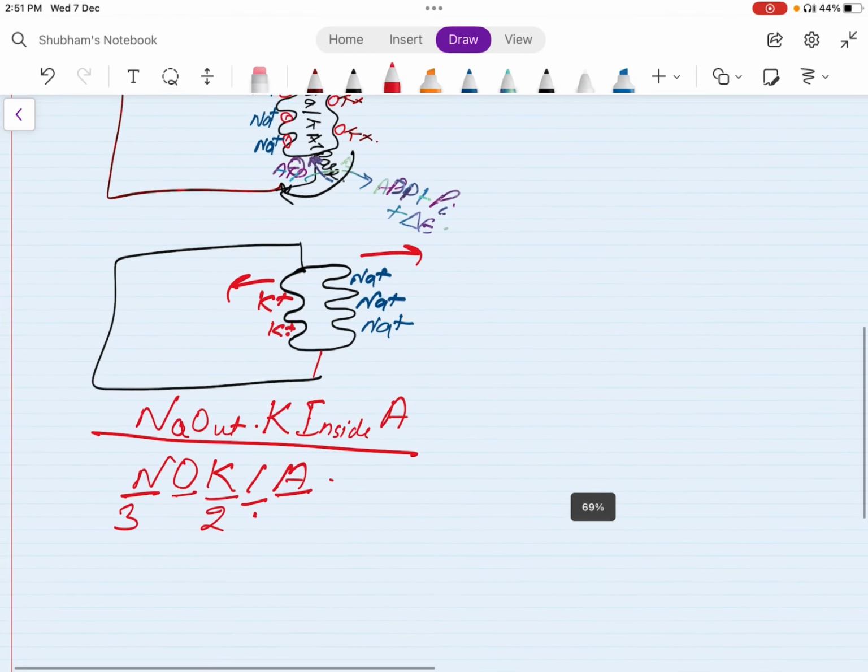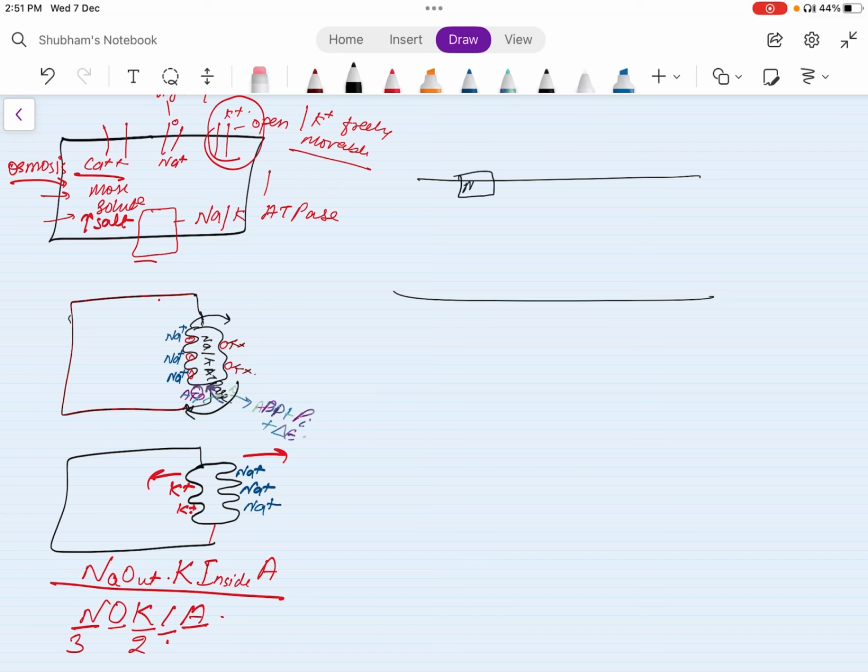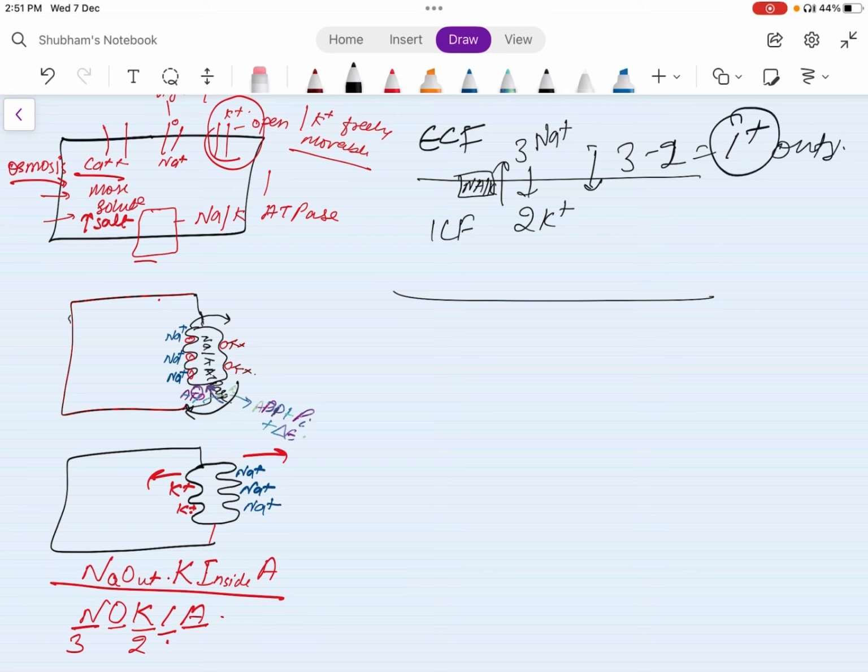So now we look at the overall picture. What just happened? We have balance between all of them. But what does this sodium potassium pump do? It will throw three sodium outside and two potassium inside. But there's a difference. There's an exchange between ECF and ICF, and we have an overall one positive charge outside.